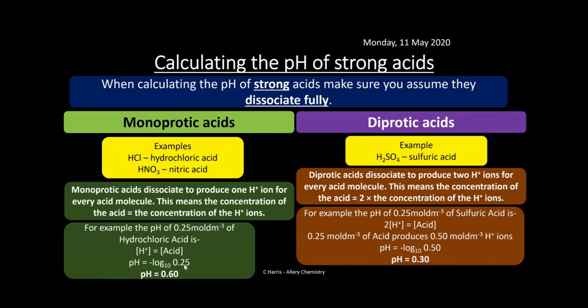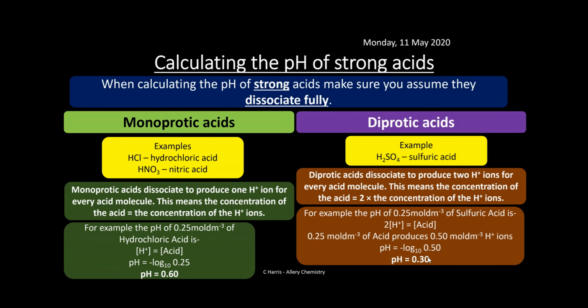So let's work out the pH, and we've kept the concentration the same. We're going to work out the pH of 0.25 moles per dm cubed of sulfuric acid, which is 2 lots of H plus ions. So 0.25 moles per dm cubed of acid produces half a mole of H plus ions. So it's twice as many, because remember it produces 2 H plus ions. So it's this number here that we're going to use in our equation, not 0.25. So that gives us a pH of 0.3.